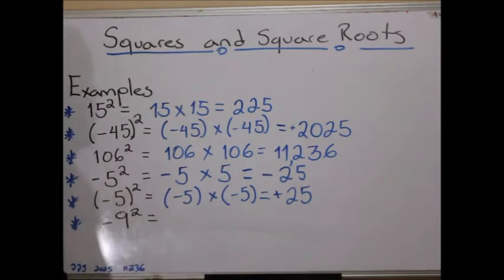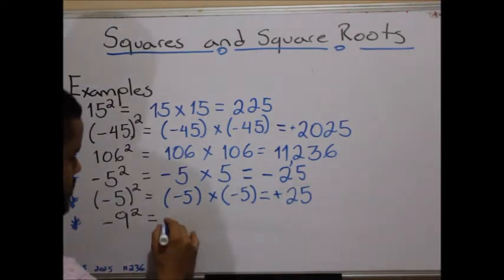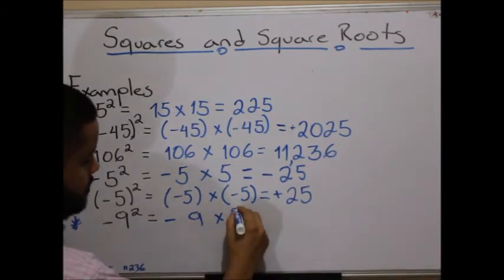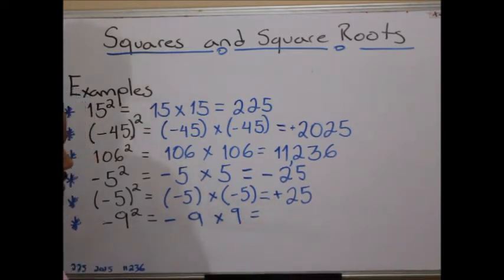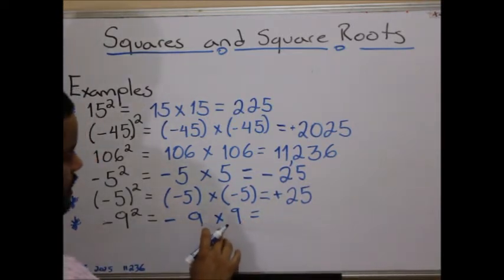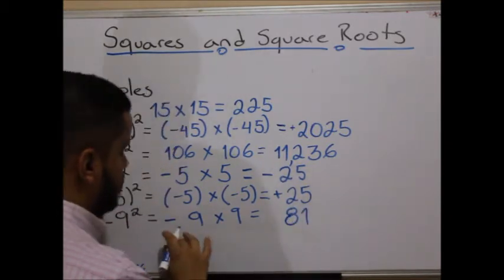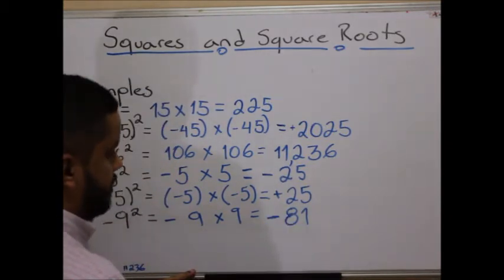The last one is negative 9 squared. Again, our negative is outside, so we're going to have here outside our negative, and our 9 will be squared. So we're going to have it 2 times. So 9 times 9 will be 81, and we just write the negative.